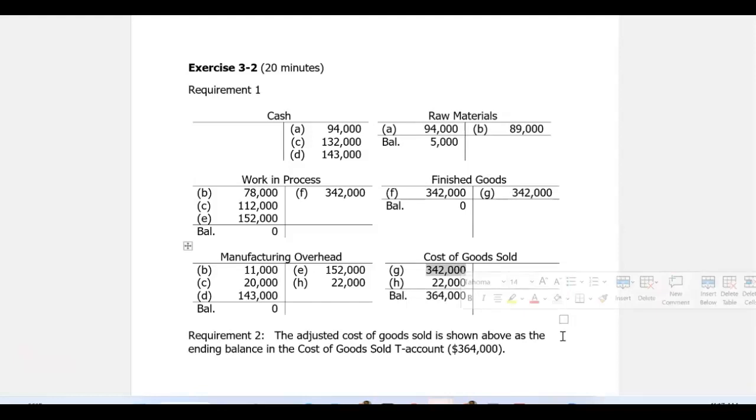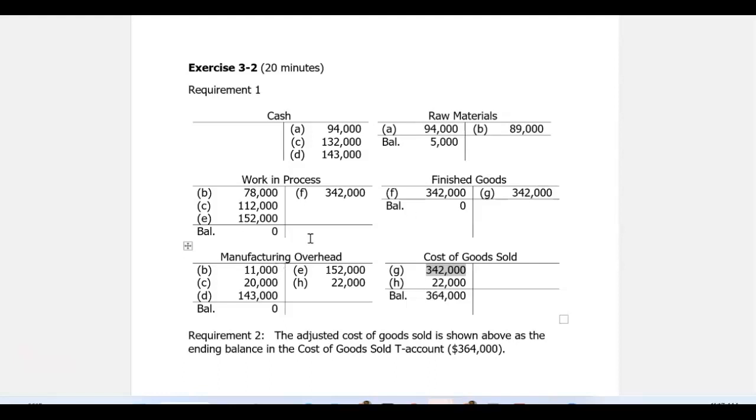Of course, there is another journal entry not showing here, which is debiting accounts receivable, credit sales. Let's say you sold it for $400,000. The cost of goods sold is $342,000, but you sold it for $400,000. So the journal entry is debit accounts receivable, $400,000, credit sales, $400,000, and then debit cost of goods sold, $342,000, and credit finished goods, $342,000.